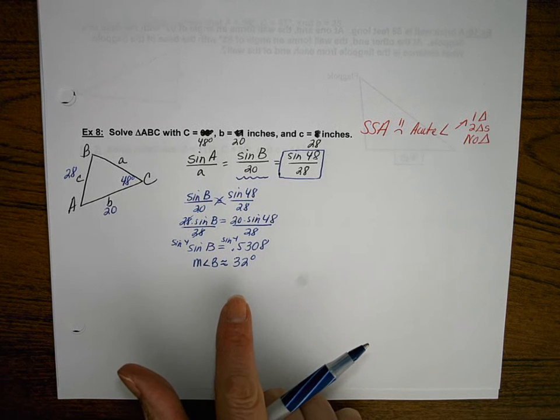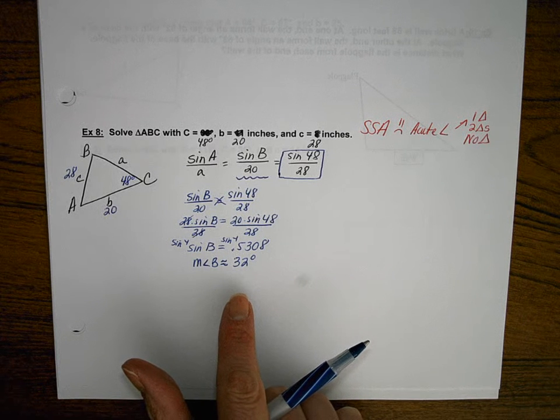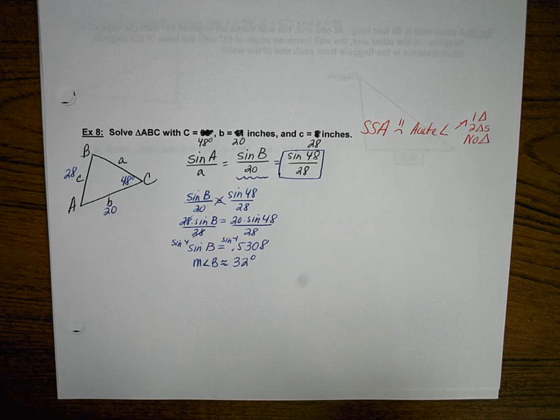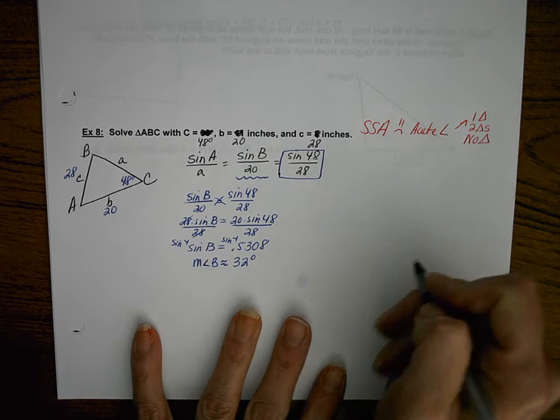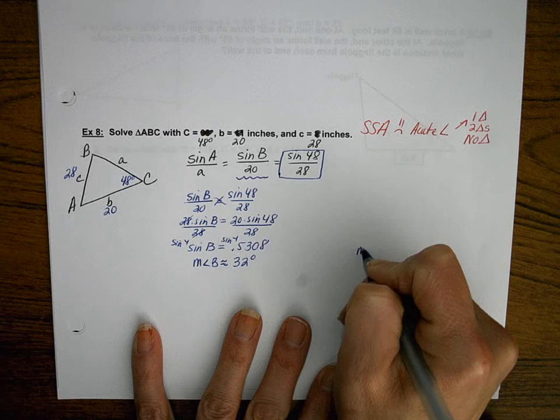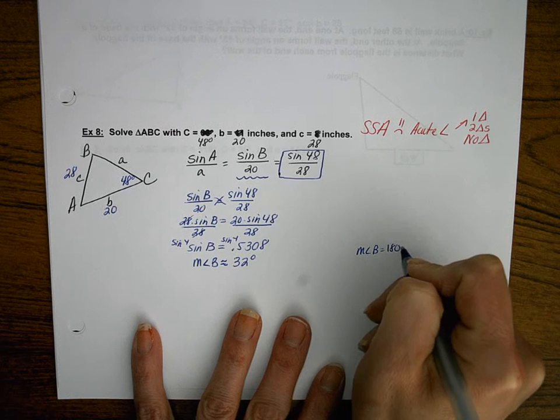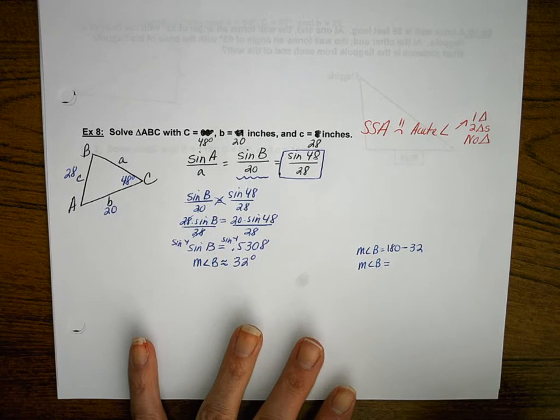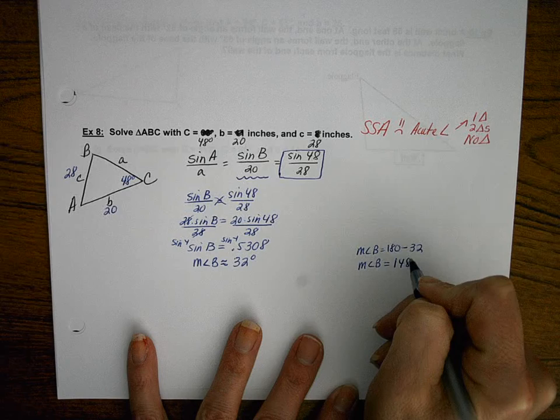Is that the only angle B that I could have? Is 32 degrees the only angle B that I could have? No. What other way could I find a different angle B? 180 minus that. Okay, so another angle B is going to be 180 minus that 32, and angle B then would be how much? 148. I like it.